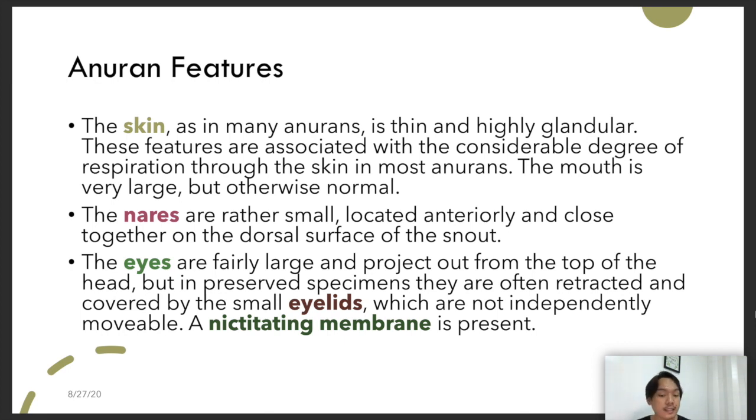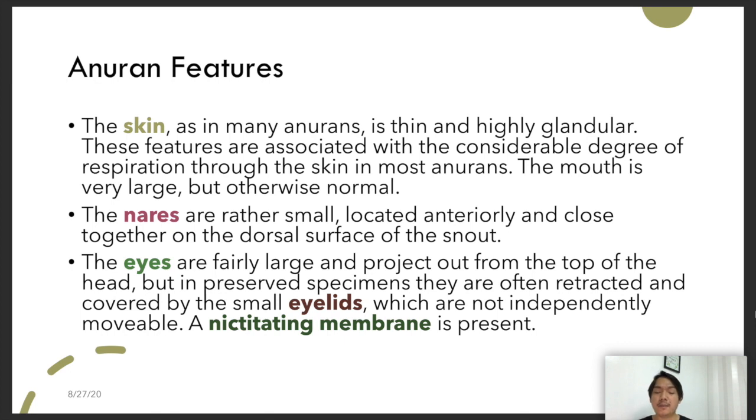The nares are rather small, located anteriorly and close together on the dorsal surface of the snout. The dorsal surface of the snout is located on this portion of the frog. Okay, the eyes are fairly large and project out from the top of the head, but in preserved specimens, they are often retracted and covered by the small eyelids.